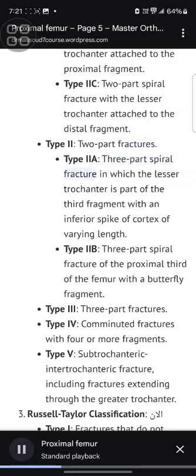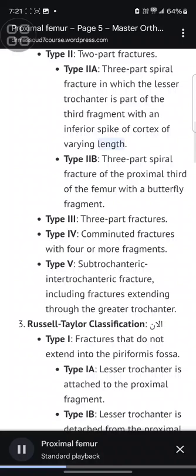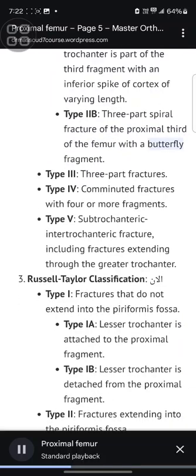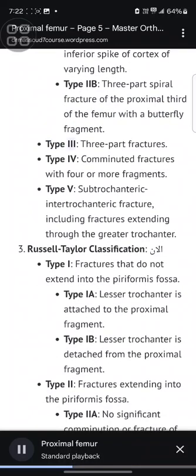Type IA. 3-part spiral fracture in which the lesser trochanter is part of the third fragment with an inferior spike of cortex of varying length. Type IB. 3-part spiral fracture of the proximal third of the femur with a butterfly fragment. Type 3. 3-part fractures.